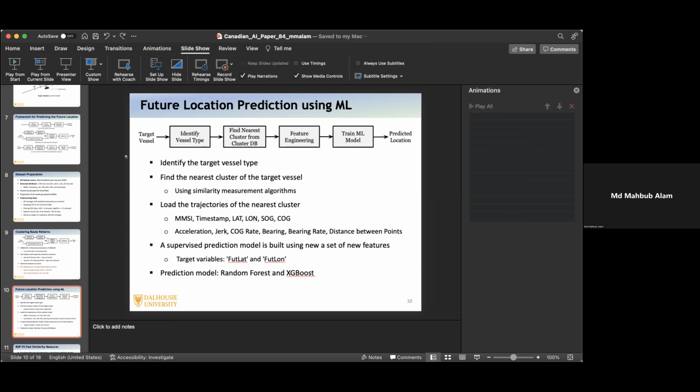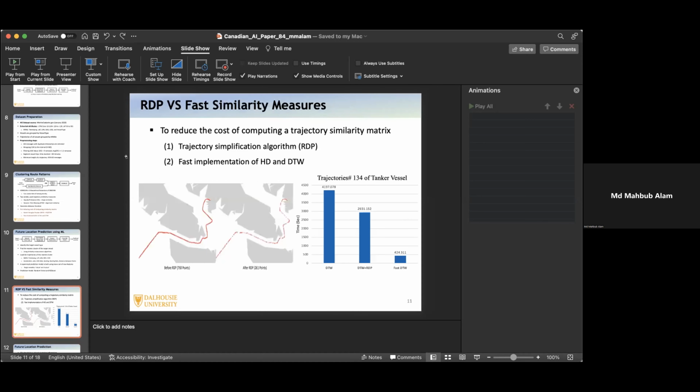And we also build a supervised prediction model. In our case, future latitude and future longitude are the target variables. But we have used current and previous values of latitude, longitude, and current values of speed, course, acceleration, jerk, and other values to predict the future latitude and longitude.